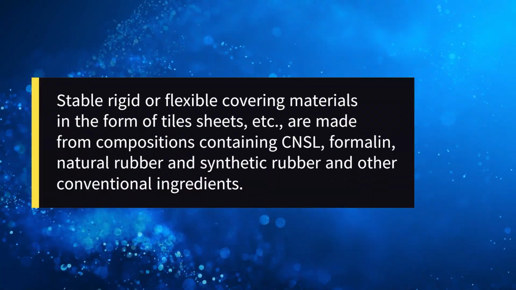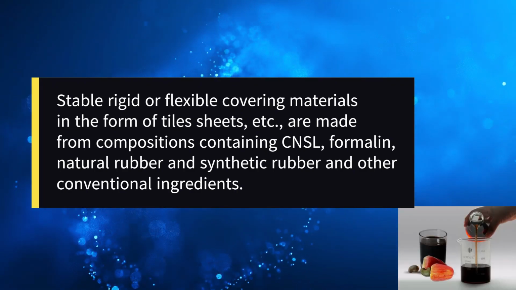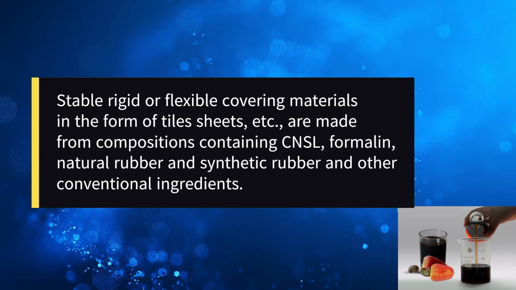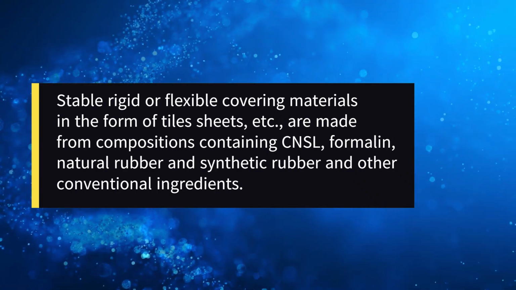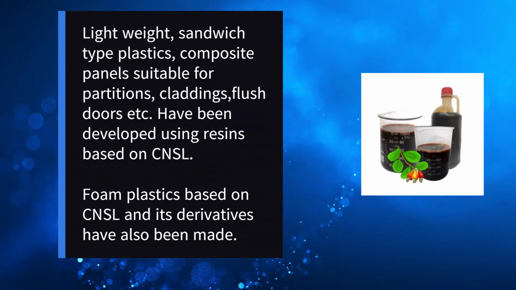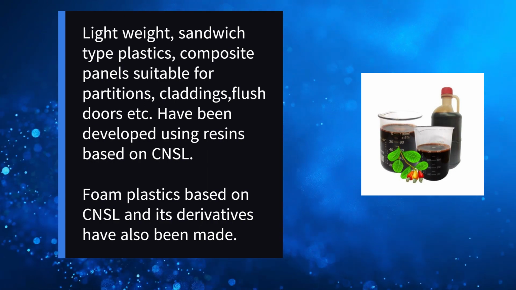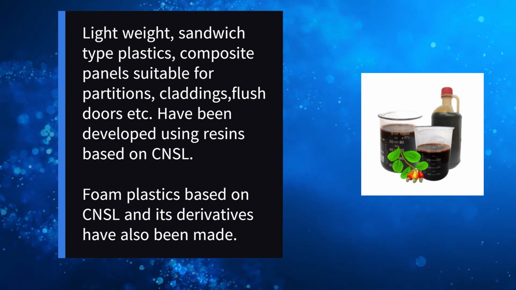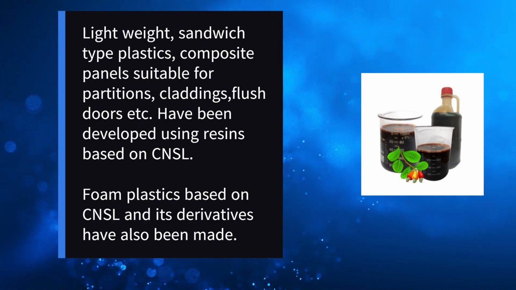Stable rigid or flexible covering materials in the form of tiles, sheets, etc., are made from compositions containing CNSL, formalin, natural rubber and synthetic rubber and other conventional ingredients. Lightweight, sandwich-type plastics, composite panels suitable for partitions, claddings, flush doors, etc., have been developed using resins based on CNSL. Foam plastics based on CNSL and its derivatives have also been made.